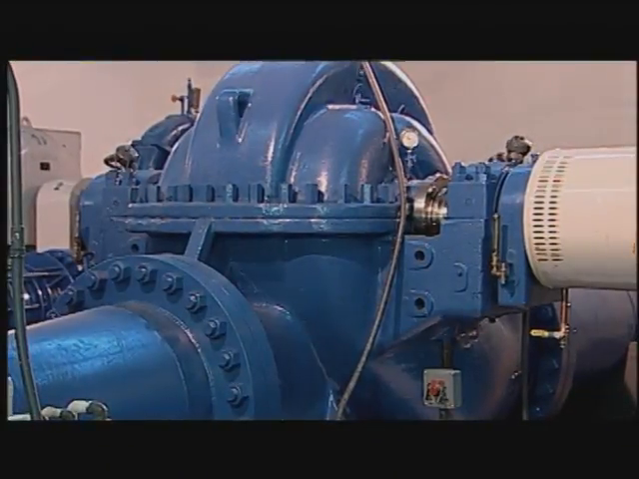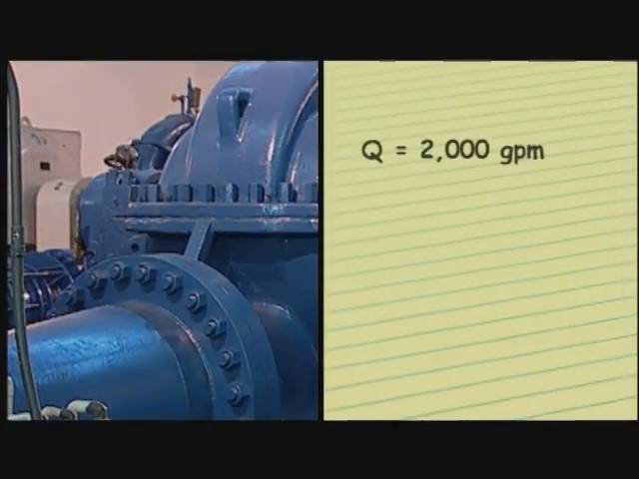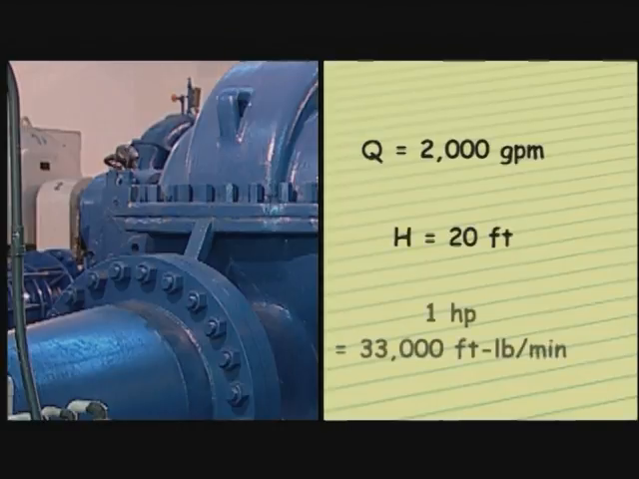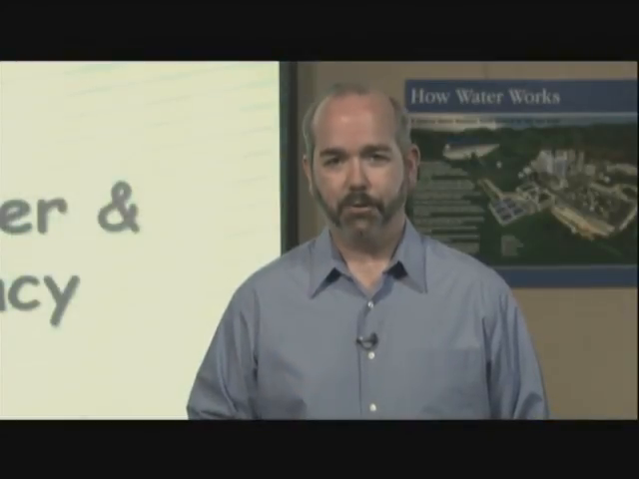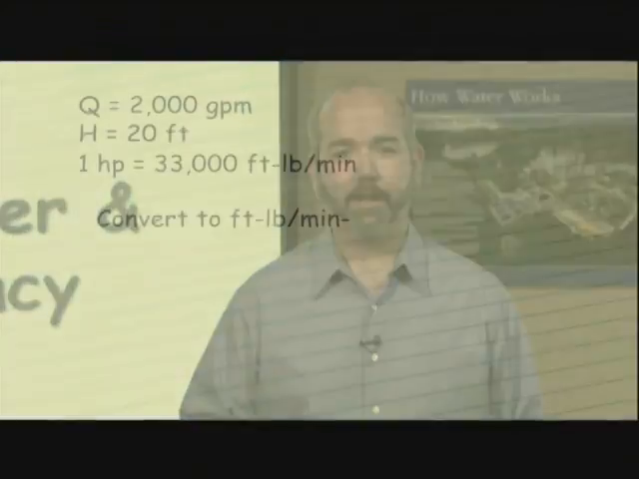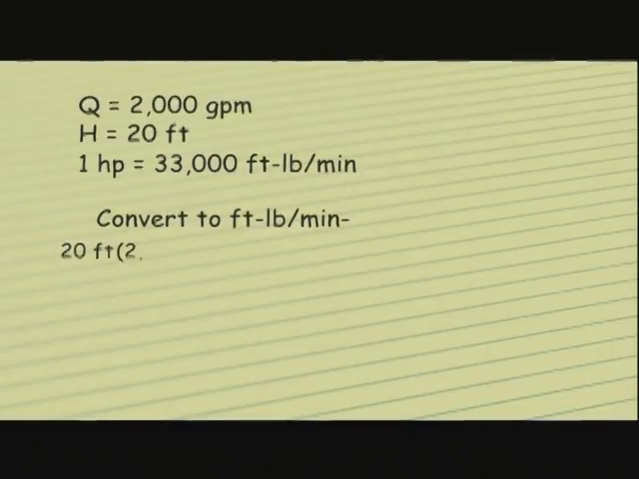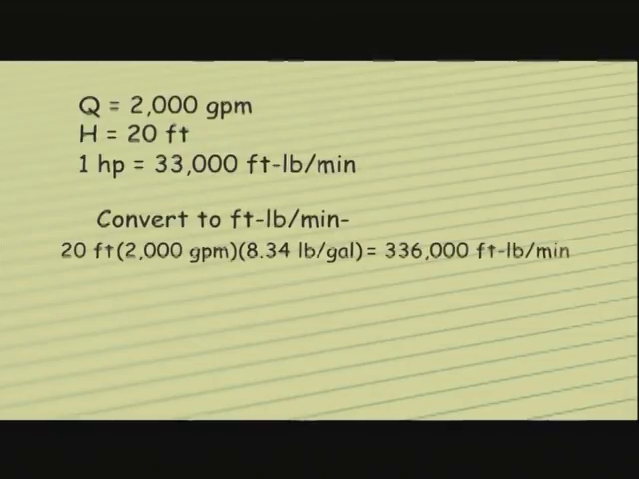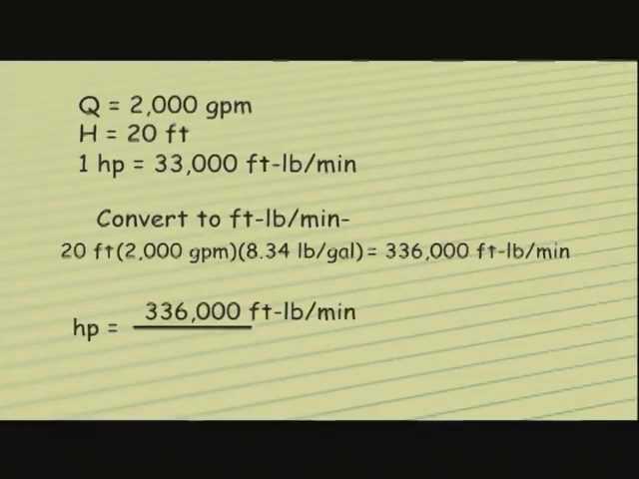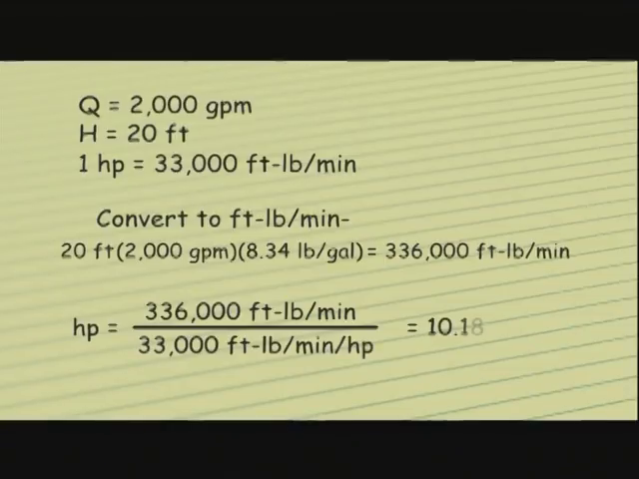In our first example, we have a pump that needs to pump 2,000 gallons per minute against a total head of 20 feet. What is the horsepower required? Horsepower is foot-pounds, so we are going to convert this to foot-pounds. 20 feet times 2,000 gallons per minute times 8.34 pounds per gallon equals 336,000 foot-pounds per minute. Divide by 33,000 to convert to horsepower. The minimum horsepower required for this pump would be 10.18.